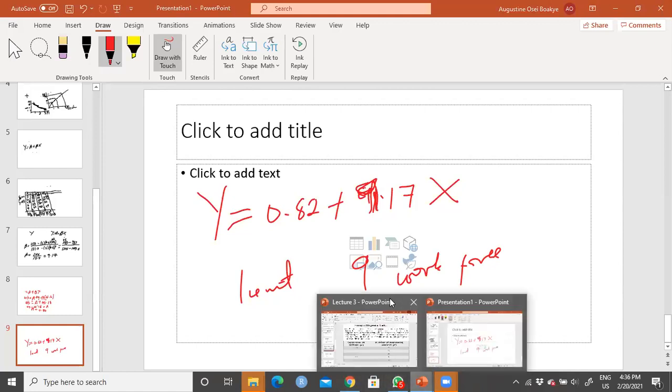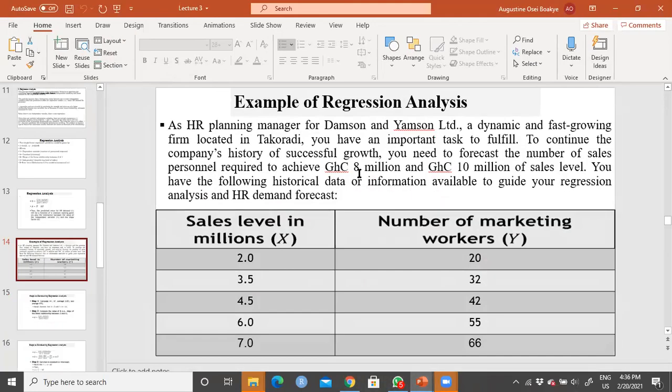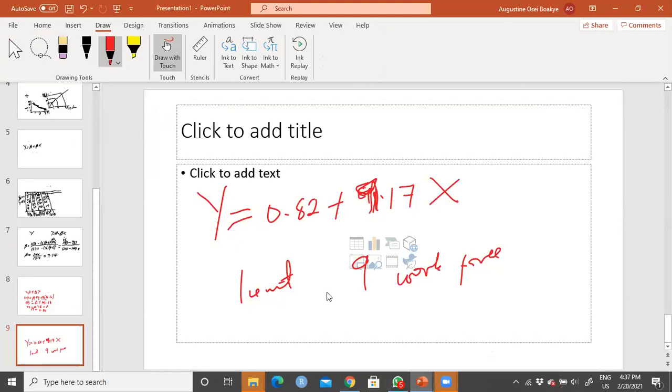The question says we should project 8 million sales and 10 million sales. So this 8 million is the X, and the 10 million is also another X. So wherever you find X, you will put what? 8 there.